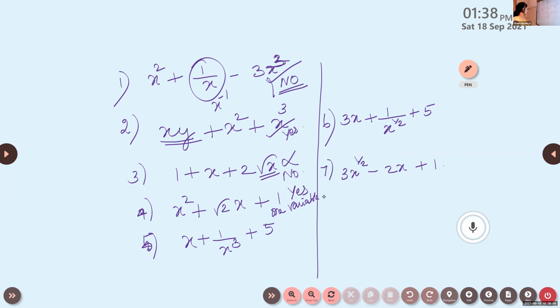Prajod, what is the answer here? Fifth one. It is not a polynomial, right? Why? A constant, it is there. Constant is there, but it is not because of the constant. It is 1 by x cube, so it will become x raised to minus 3. Negative exponents are not allowed.